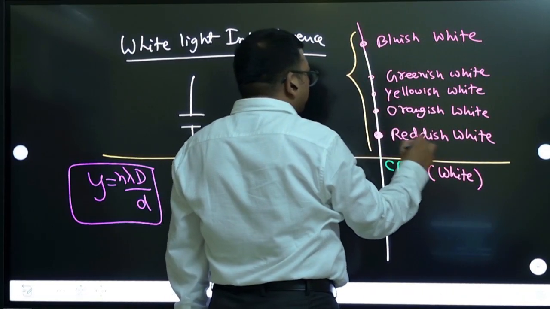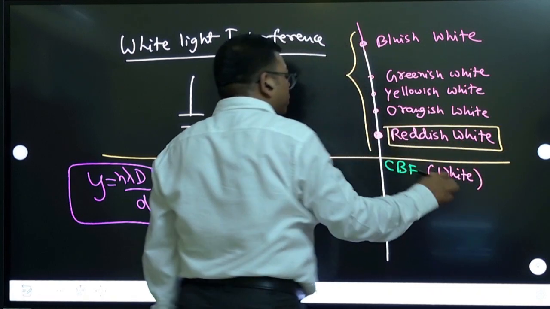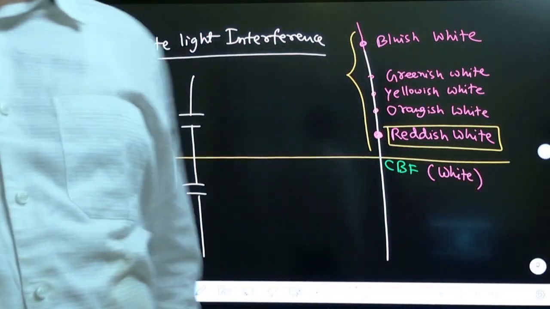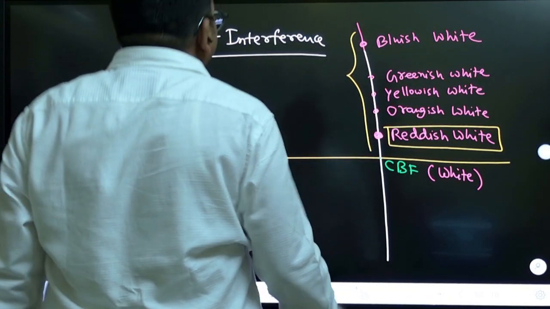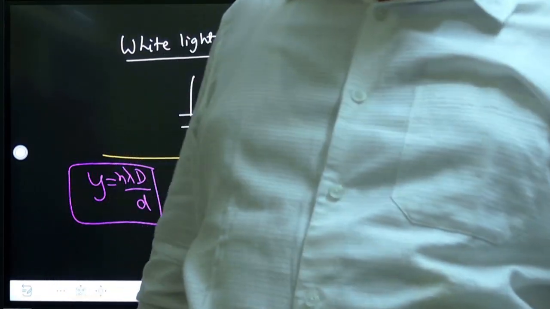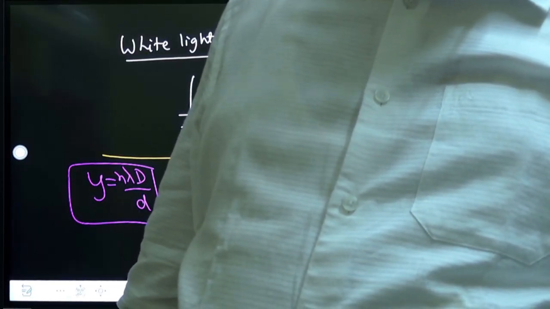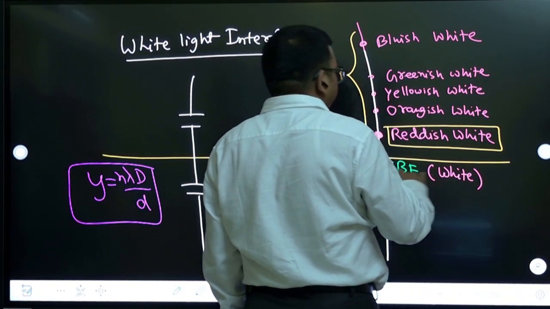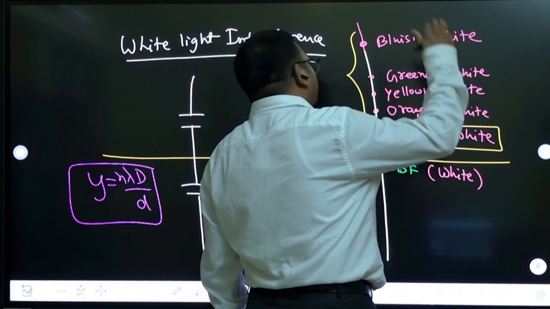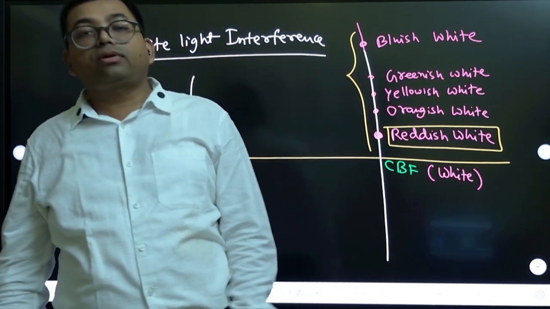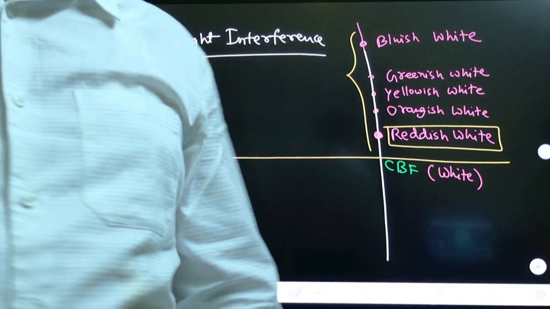So the red color will be found closer to the central bright fringe. That is the key. That is what they will ask in JEE Main, or you need to just choose the correct option. This is what you need to remember here. All of these are going to be white only. Don't think they are not white. But what will happen is that the reddish color will come closer to the central bright fringe, and the bluish or violetish color will go away from it.